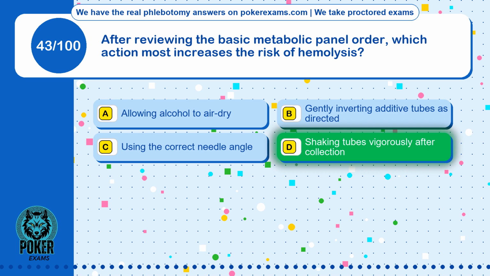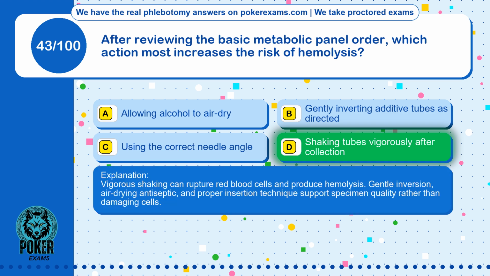The correct answer is option D. Shaking tubes vigorously after collection. Vigorous shaking can rupture red blood cells and produce hemolysis. Gentle inversion, air drying antiseptic, and proper insertion technique support specimen quality rather than damaging cells.